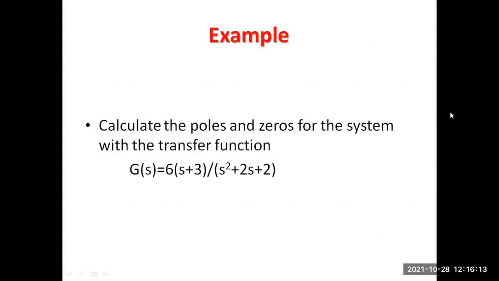Now let us say a system is given, G(s) equal to 6 into (s plus 3) divided by s square plus 2s plus 2. Calculate the poles and zeros of the system with respect to the transfer function. So quickly you calculate the poles and zeros of this transfer function.